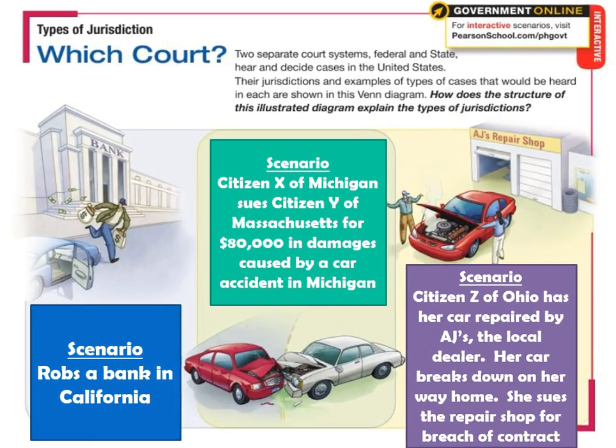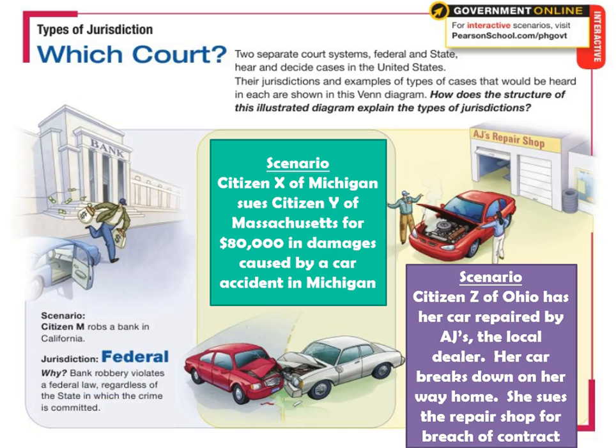So we can look at this from your book. There are several different situations where we could try to figure out whether it's federal or whether it's state jurisdiction. So first, let's look at the scenario of somebody robs a bank in California. Is that state or is that federal? If you said federal, you are correct. This one gets tricky because robbing a bank is a federal law. It's a national law, so that would go to the federal court system.